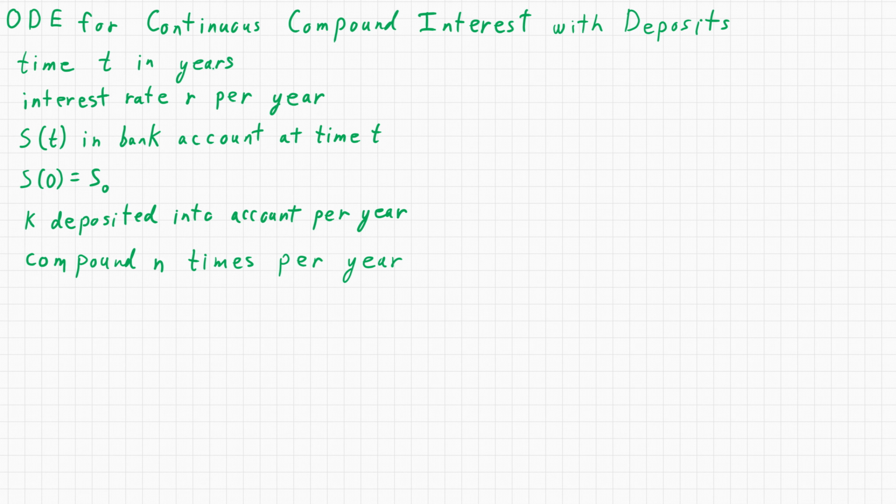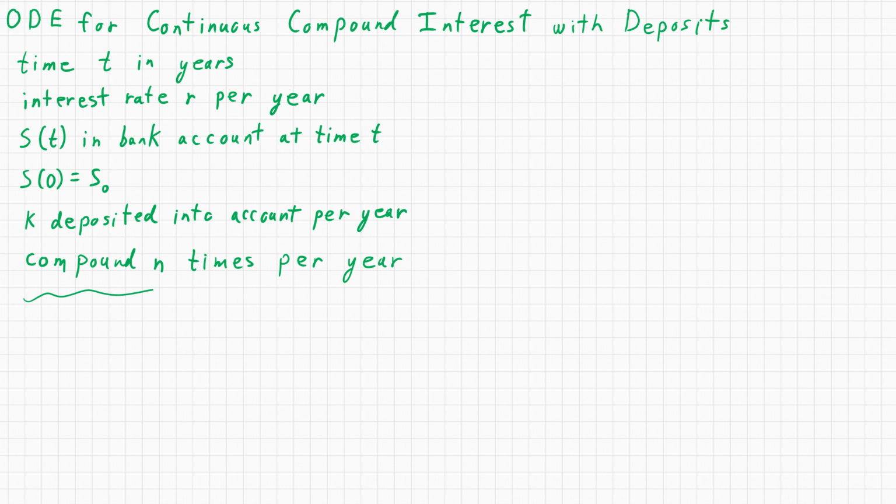So we have time t in years. We have an interest rate r per year. We have this S for savings account at time t, the bank account at time t. S at time 0 years is equal to S sub 0, S naught. And we're going to have K amount deposited into the account per year. Then we're going to compound n times per year.